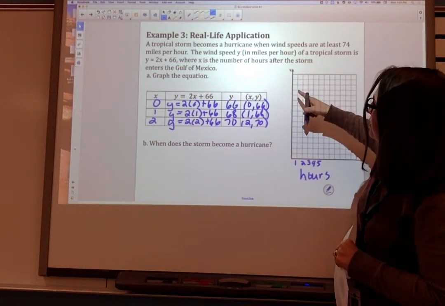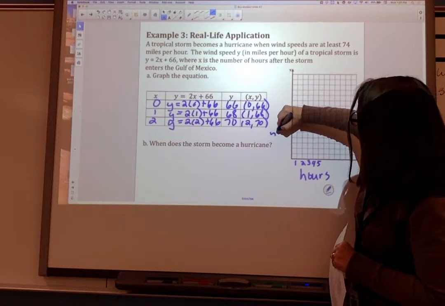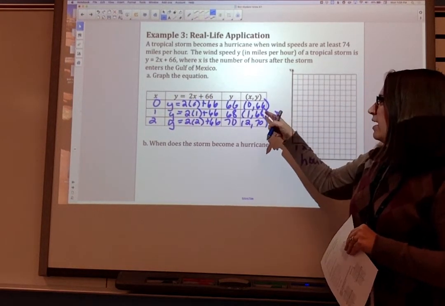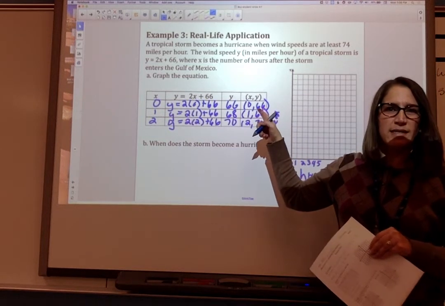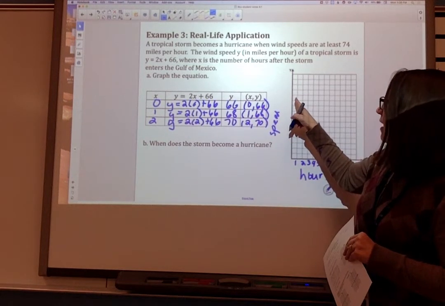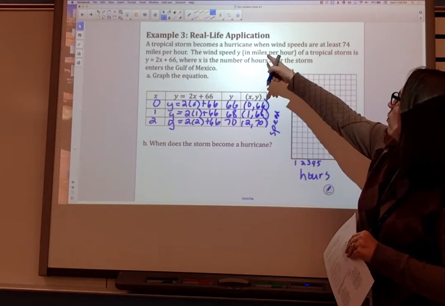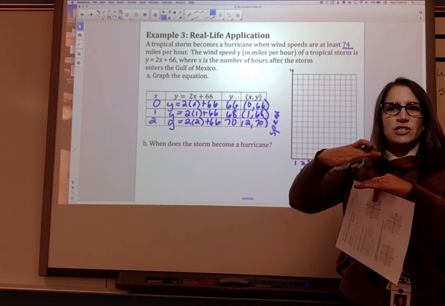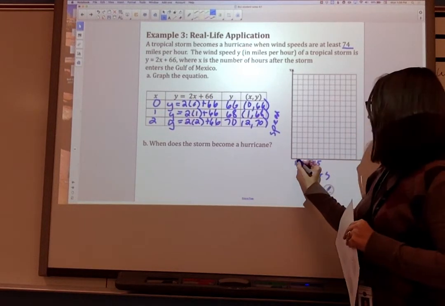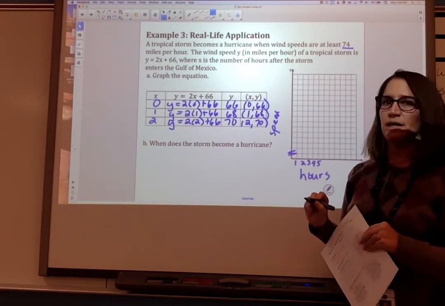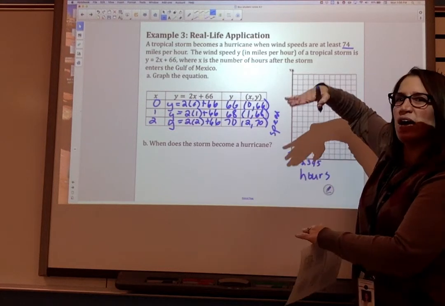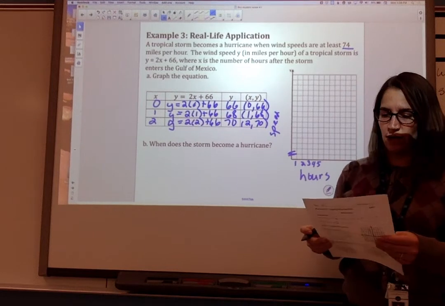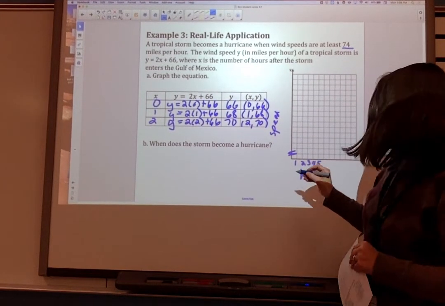Our y-axis is the speed. And this one's a little bit trickier because 0 is at 66 miles per hour. And I want to figure out when we get to 74. So I don't want to be so scrunched up that I can't see what I'm doing. So I'm going to put this little broken symbol on here that shows this graph is actually way taller than it really is, but I'm only going to graph the part we care about, which is, let's say, starting at 66.